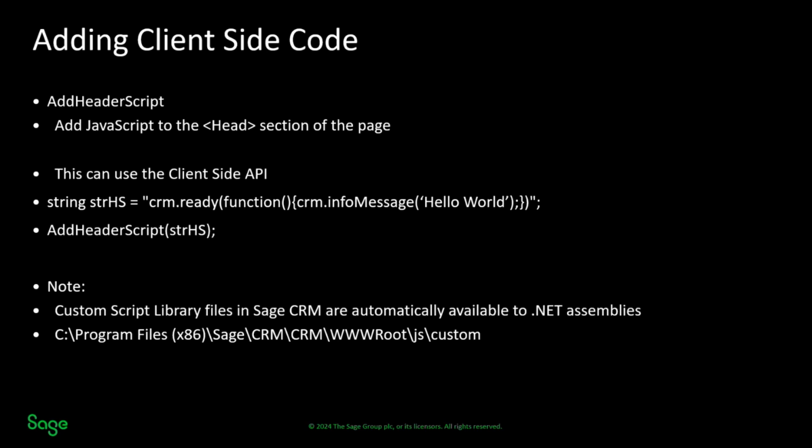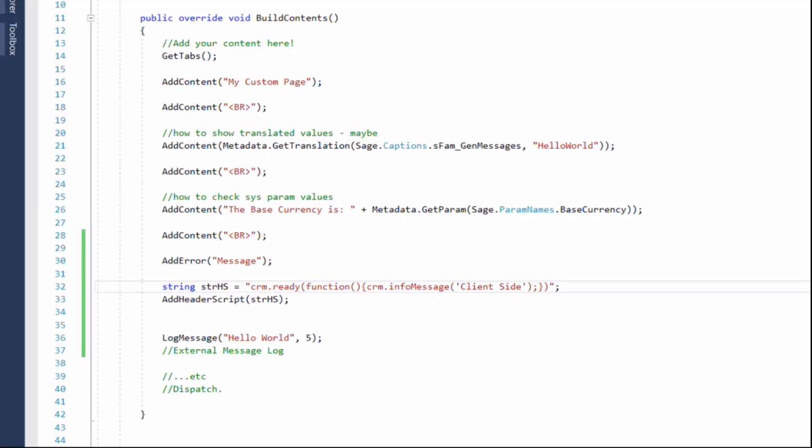So, it's talking about the idea that it has access to all of the custom libraries that you want to use as well. So how does this work? Well, here you can see that I've put the code into my page. This is the code that I was writing today. CRM ready function, calling out the information message just to prove that this is taking place client side.